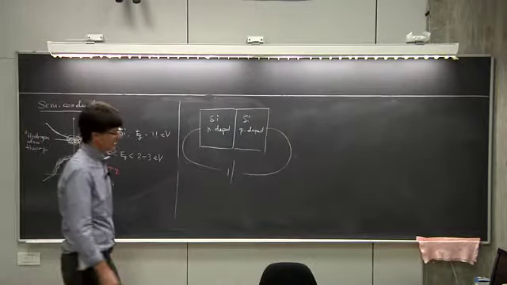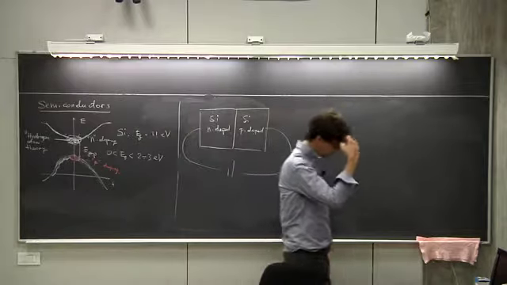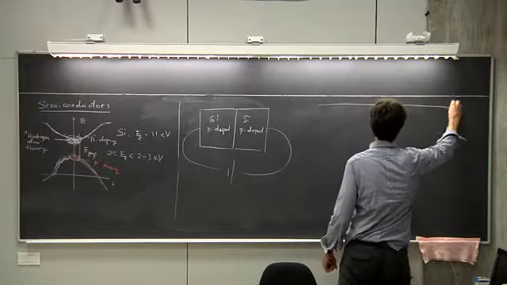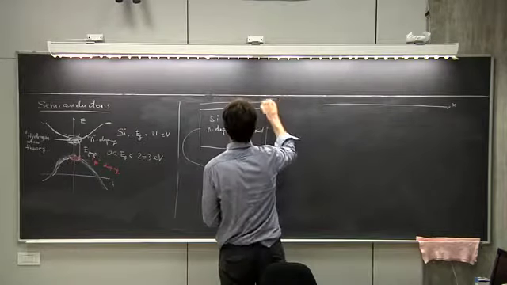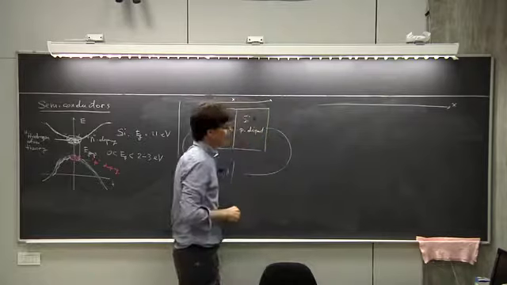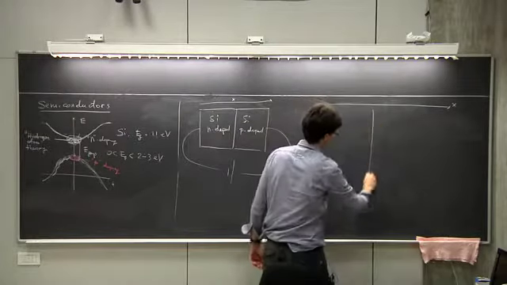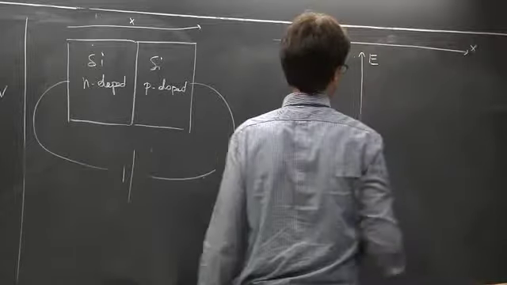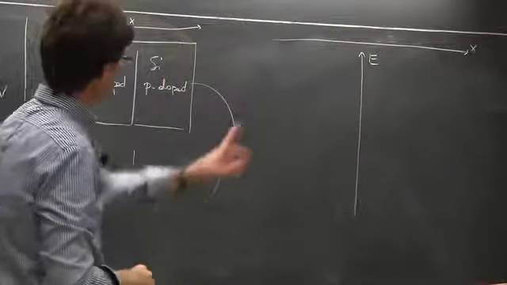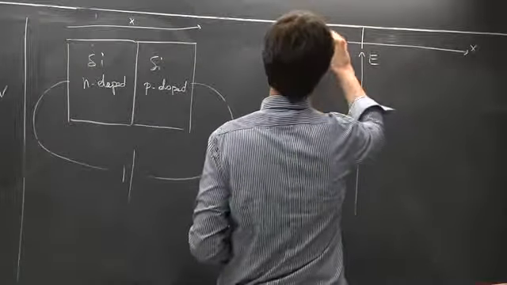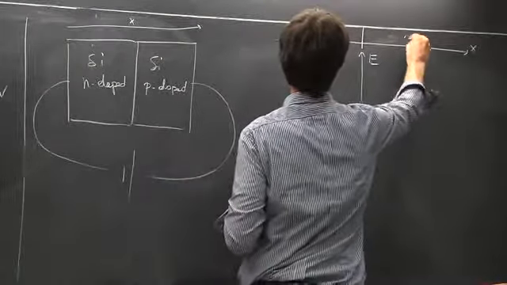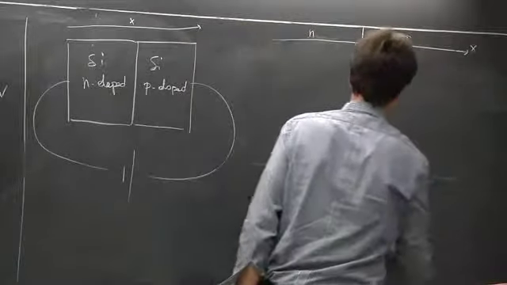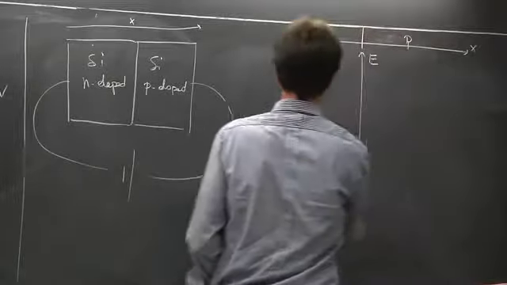So let's try to understand what might be happening here. Now this axis here is the x-axis, the same one. What I'm going to plot here is a few quantities, but I'm going to plot energies. Let me assume that this is the point that divides n-doping from p-doping in space.